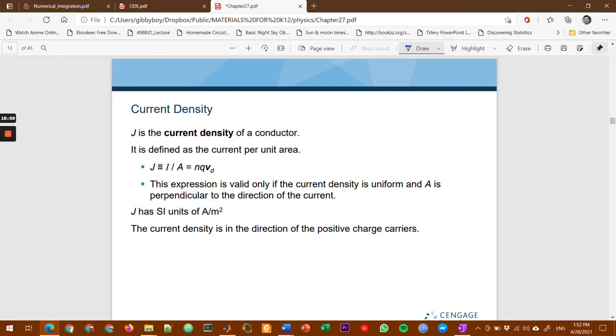Another concept that we need to know is the current density. Current density is current per unit area, so how much current there is per unit area. A current density and an electric field are established in a conductor whenever a potential difference is maintained across the conductor.